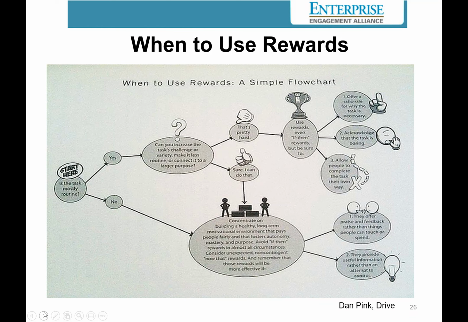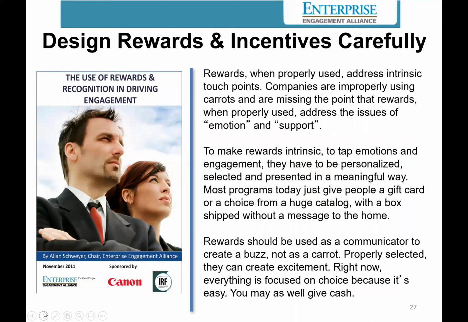Allow people to address that task their own way, and always include praise, always include presentation, personalize, customize, select that brand based on the person, and then don't try to control people. Inspire them by providing useful information that makes them feel that they are being helped. Rewards, when properly used, are actually a form of intrinsic motivation, not extrinsic motivation. Many companies are improperly using them as carrots, and they are missing the point that rewards, when they're best used, address emotion and support.